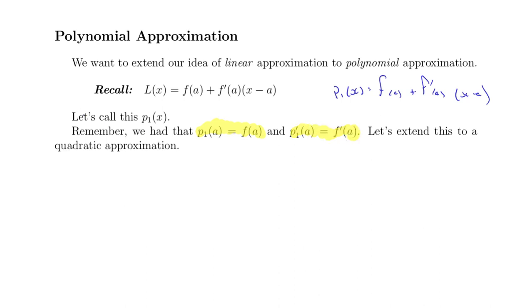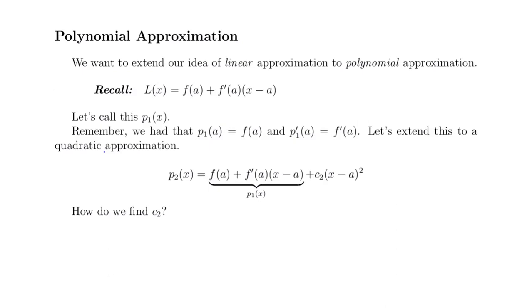And what we're going to do now is see if we can build a quadratic approximation that holds similar properties. We're going to say, okay, a quadratic approximation is just going to include a quadratic term with some coefficient. We'll call it C2, the coefficient on the second degree term. Notice we're just adding that to our linear approximation. So we're just adding the second degree term to our linear approximation.